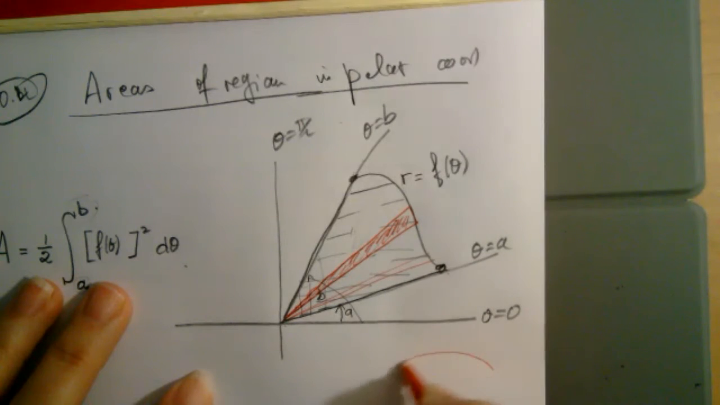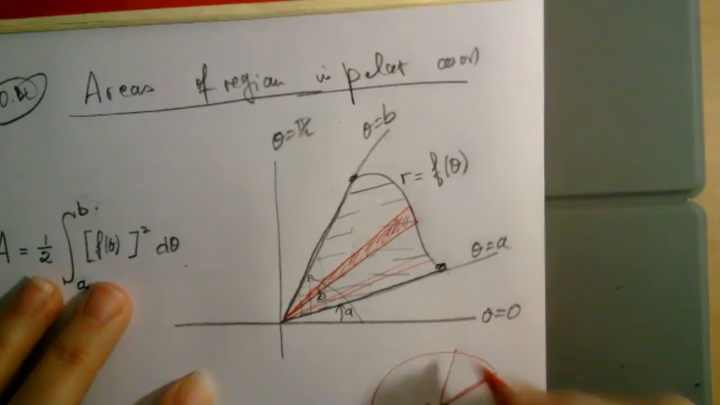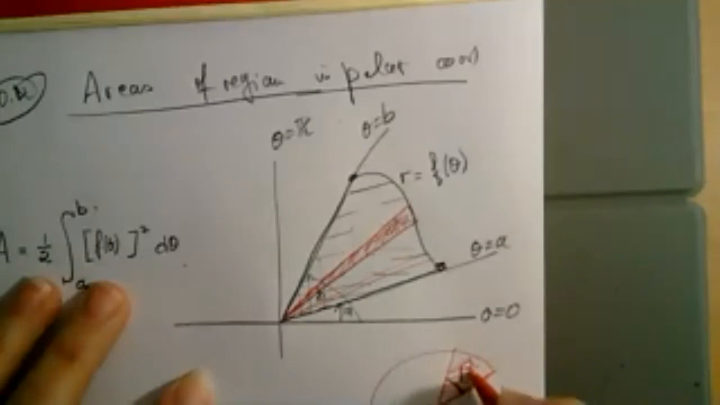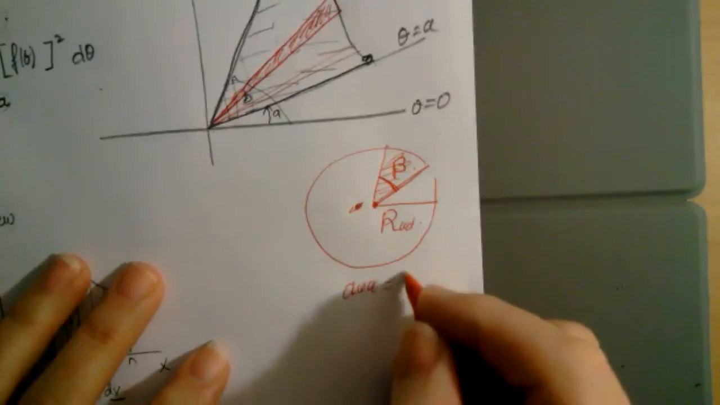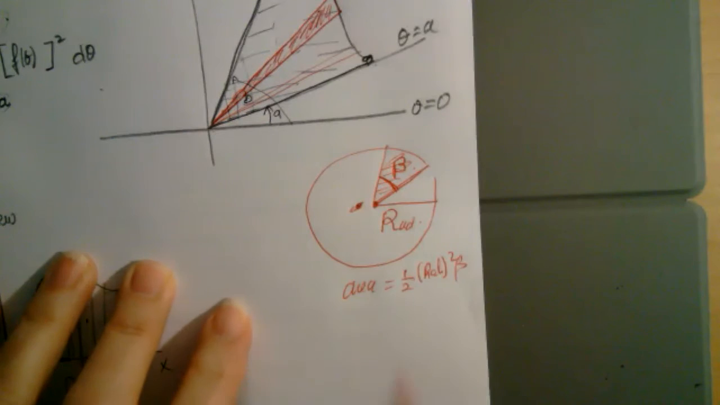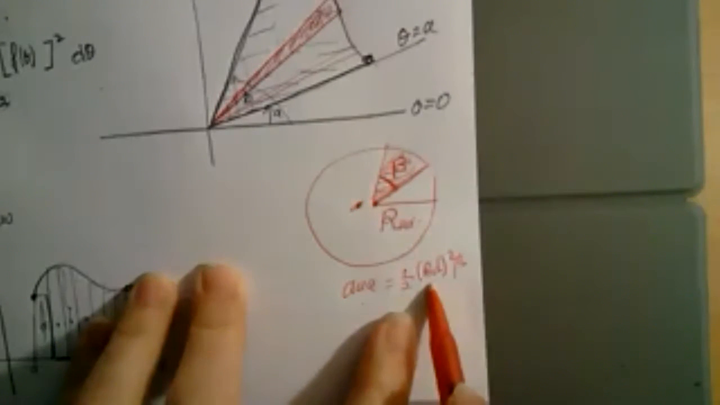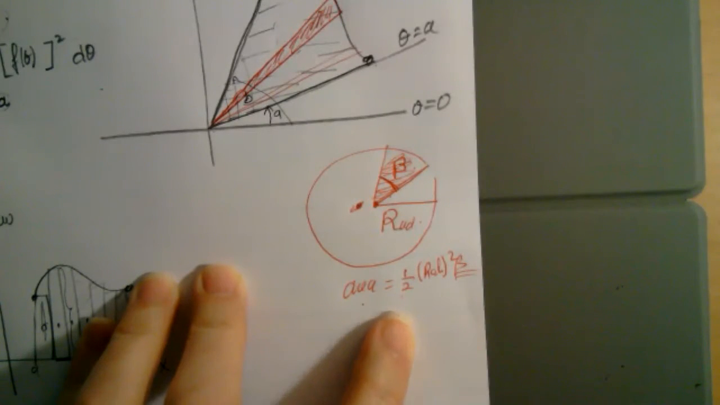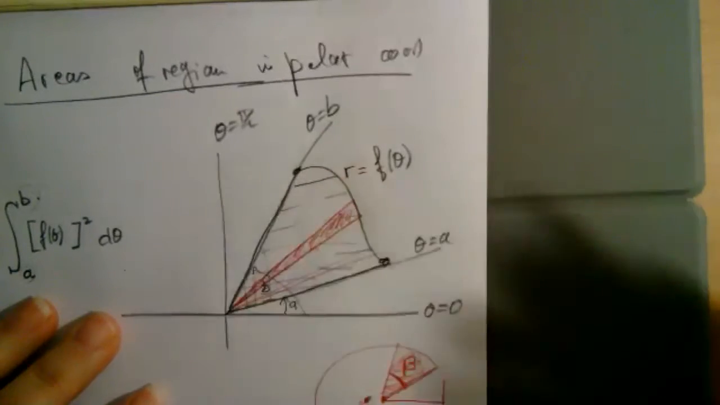If you have a circle, so it means a fixed radius, I will call it big R, and you take a piece of it like that. Suppose I call this angle beta, and the area of the sector is a half times the radius squared times the angle at the center. So if you take a piece like this within a circle, the area is half the radius squared times the angle at the center.